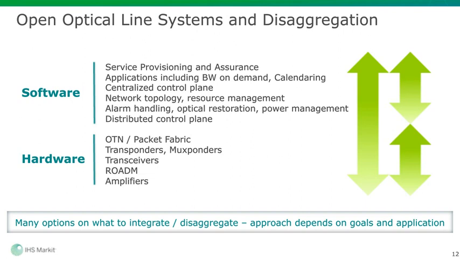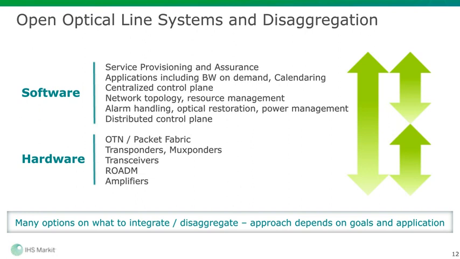fundamentally divide things into hardware and software. And I look at it as a spectrum. So from one end on full disaggregation, you could have a range of hardware components, be it the ROADM, the amplifier, the transponders, even the packet fabric if you're doing layer 2 switching and layer 2 Ethernet services. And then on the software side, there's a range. You've got your control plane, be it distributed or centralized. You've got alarm handling. You've got power management, restoration capabilities.